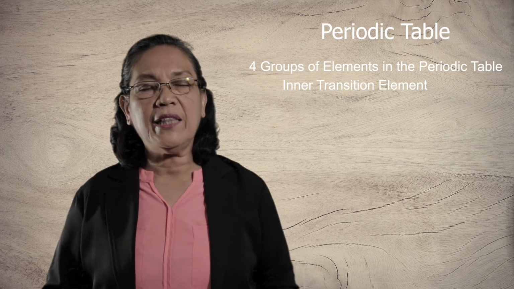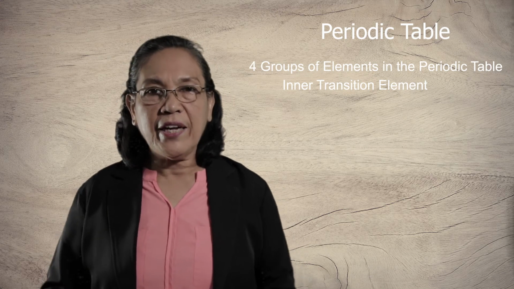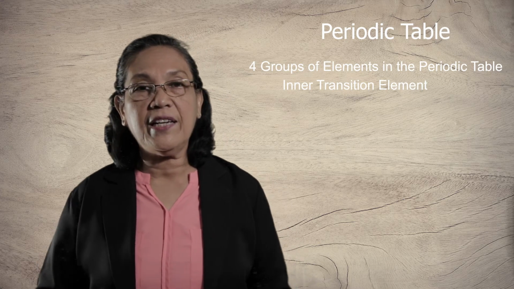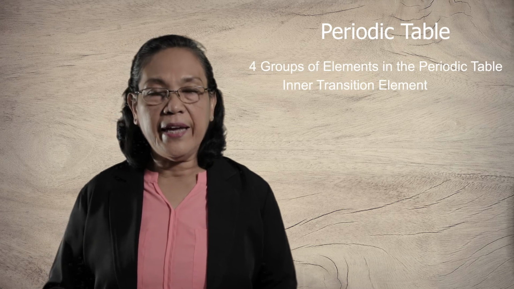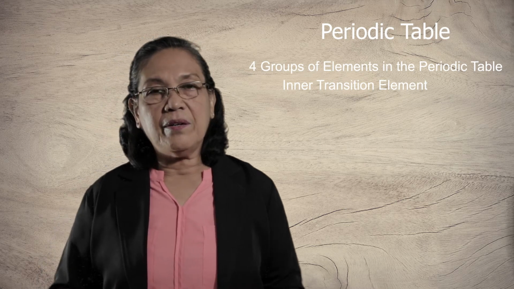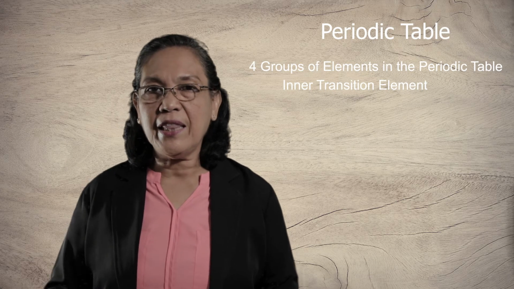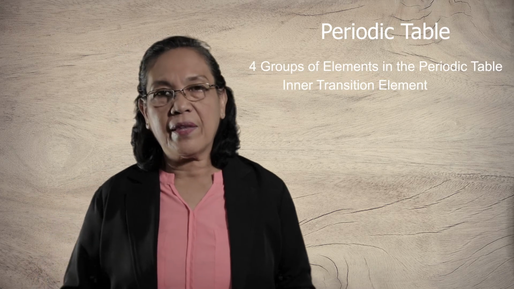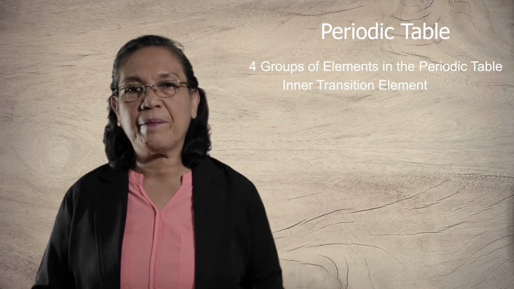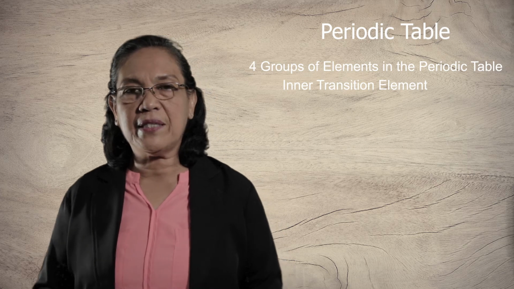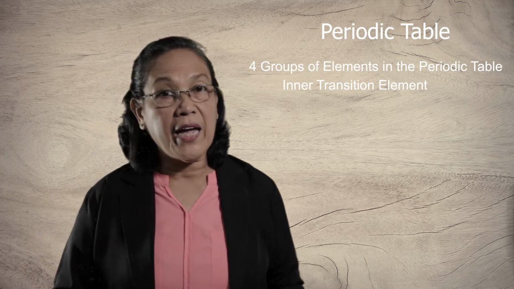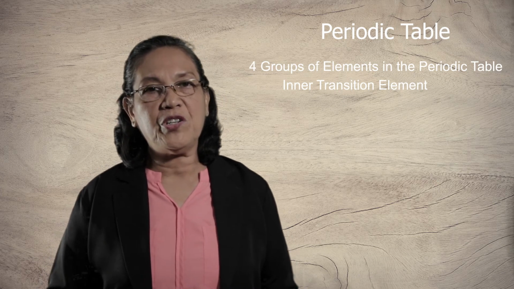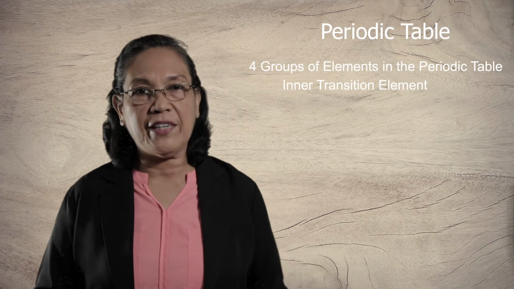Then the fourth group of the elements in the periodic table is the inner transition elements. If you look at the periodic table, you can see at the last two periods, there is an arrow joining the lanthanum and the actinium. So this group, starting with lanthanum and actinium, are called the inner transition elements. In the inner transition elements, they fill up the f orbital, and there are 3 energy levels which are incompletely filled up with electrons.